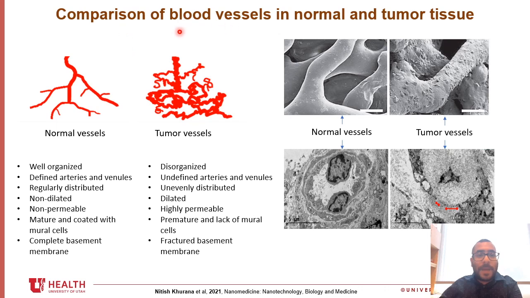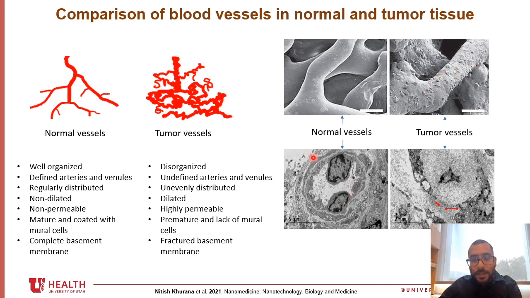Now let's quickly look at a comparison of blood vessels between normal and tumor tissue. The blood vessels in normal tissue are very well organized. They are regularly distributed. They're non-dilated. They're non-permeable. They have a complete basement membrane. Whereas the blood vessels in tumor tissue are disorganized. They're undefined. They're unevenly distributed, dilated, and they have a fractured basement membrane. You can see the difference between normal and tumor vessel here. These are smooth and well organized and regularly distributed, whereas you can see roughness on the vessel here.